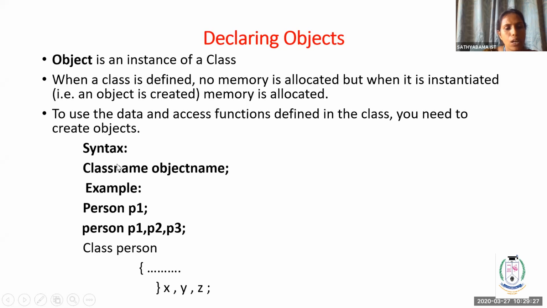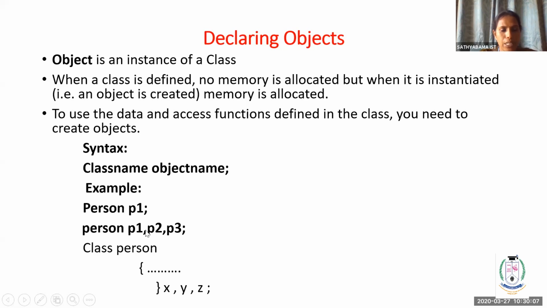For creating the object, we have a general format. You specify the class name, which is already created, and then specify your object name. The object name is a user-defined name. Say, for example, we already created the person class. So the class name is person and your object name can be any name you want. Here we are using the object name P1. This is one way of creating an object.